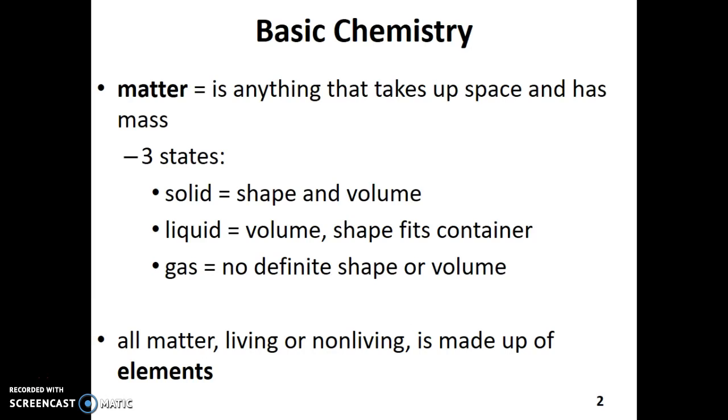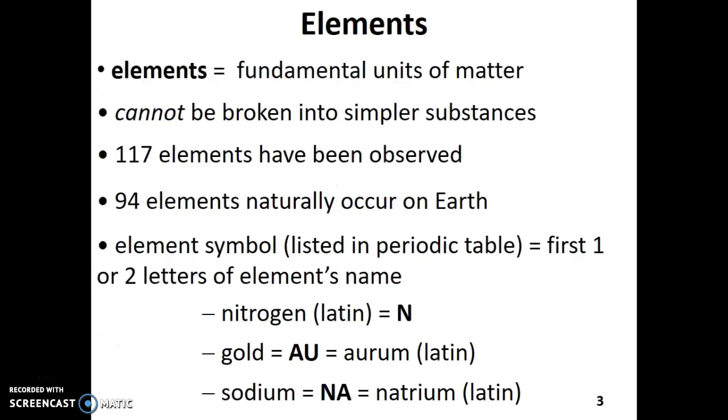All living things are made up of matter. And matter is composed of elements. Elements are the fundamental units, the smallest units. And in general, they cannot be broken into smaller substances. So on Earth, we have discovered over 100 elements, and 94 of the 117 that have been discovered occur on Earth naturally.